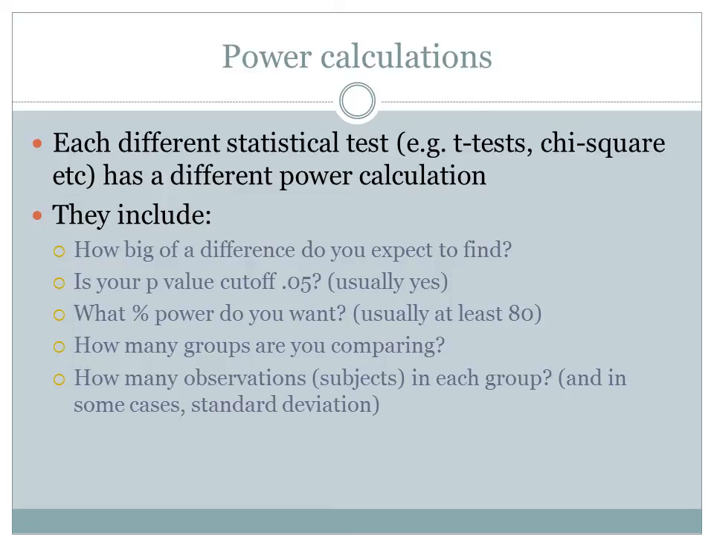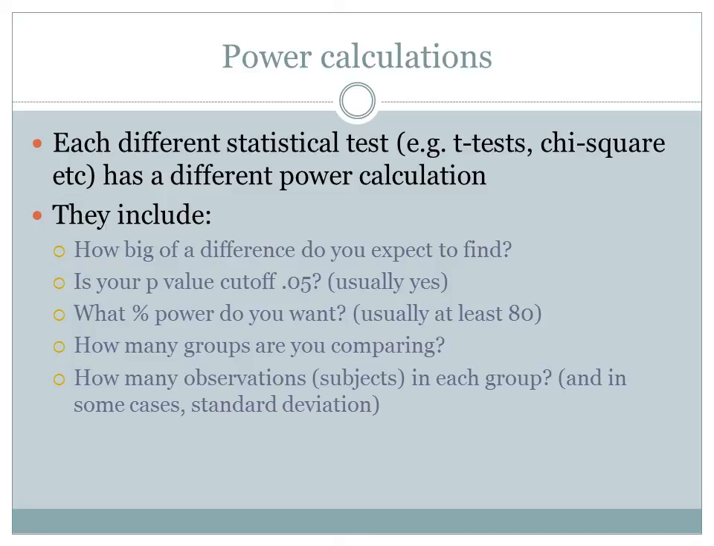So the power calculations include how big of a difference between the groups do you expect to find or do you want to find? And usually the question of that is like, what's a clinically significant difference? Is your p-value cutoff 0.05? Usually it is, but sometimes in particular studies you might change it a little bit, and we talked about that in the stats lecture. What percent power do you want? Higher is always better. Usually less than 80% power is not what you want to do. So you want usually at least 80. And if you can get 90 or 95, that's great.